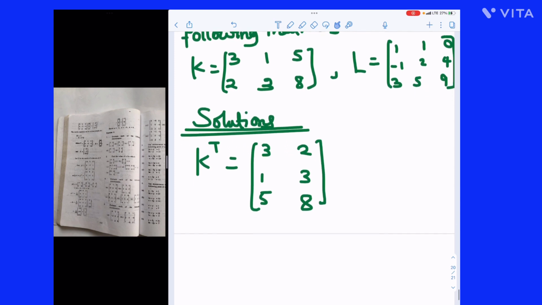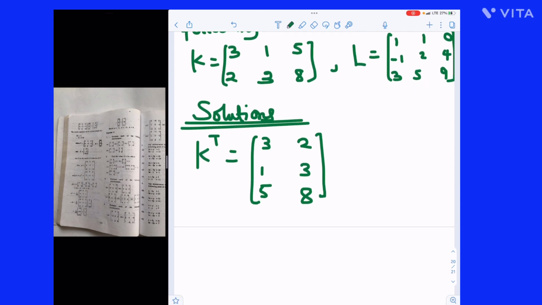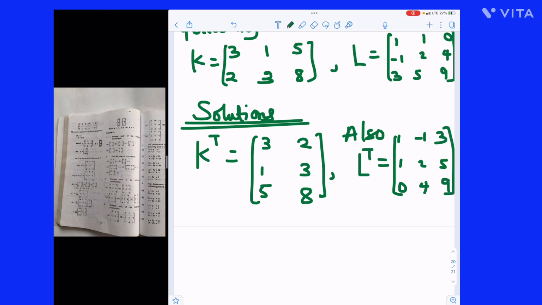In the same way, L transpose, what will it be? I'll just go ahead, change the first row to the first column. First row is 110 here, so I'll change 110 to 110. Then next I'll change -124 to -124. Can you see it's the second row here, but I've changed it to the second column. Then 359, I'll change it here to 359. So that gives me my L transpose.